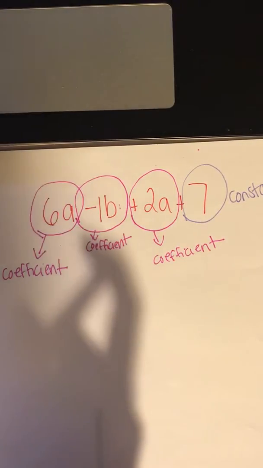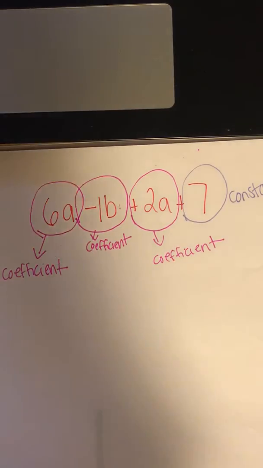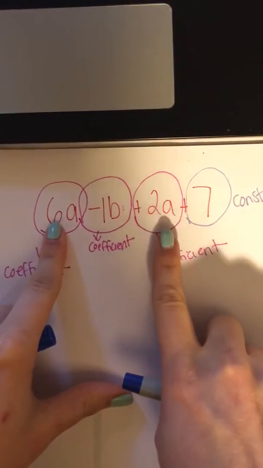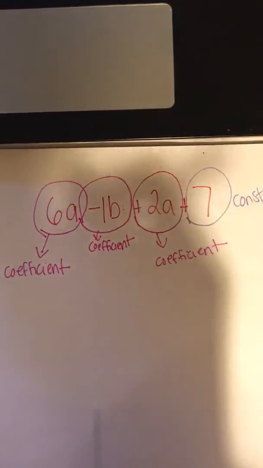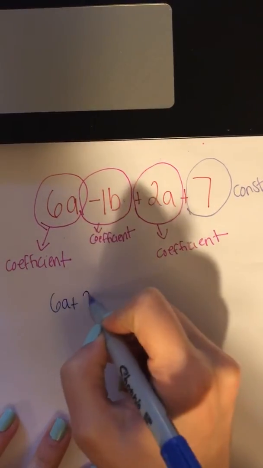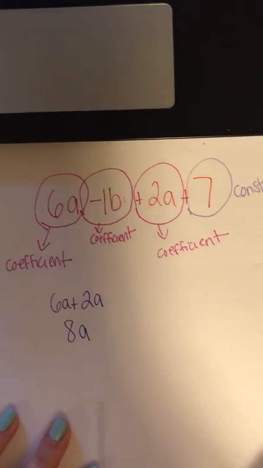Like terms is when you put together terms that contain the same variables. So in other words, I see that there's two a's here. There's a 6a and a 2a, okay? So I would put together 6a plus 2a, and that would leave me with 8a, okay?